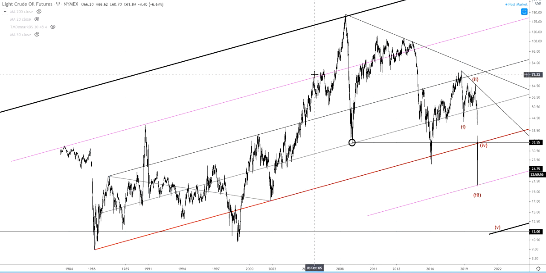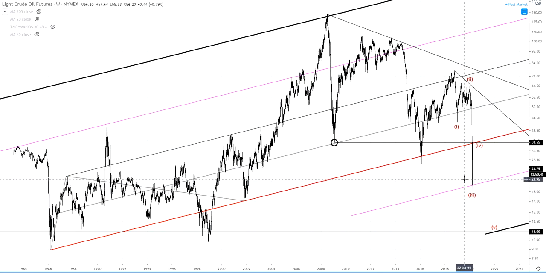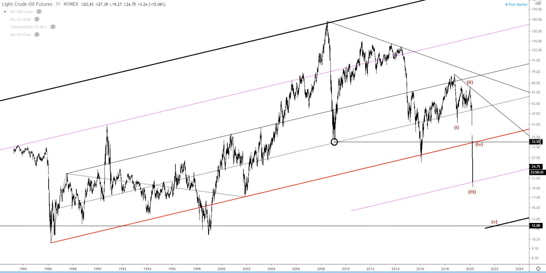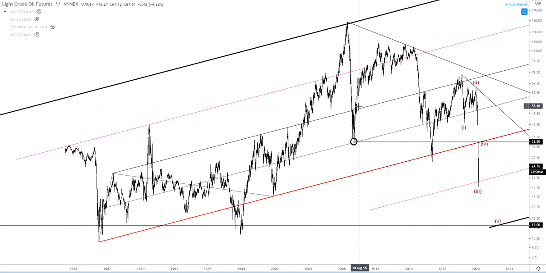The upper half channel line was resistance. Therefore, the concept of symmetry would suggest the lower half channel line would be support. Okay, and indeed it was. So there's that. Now going out even further, the double channel line, or the full channel extension.